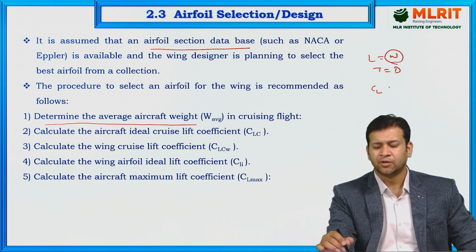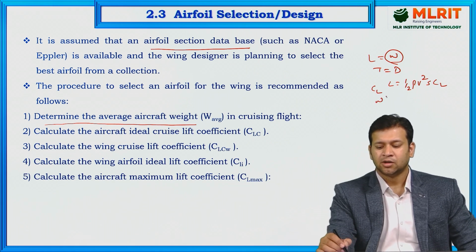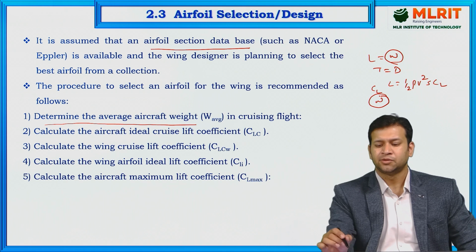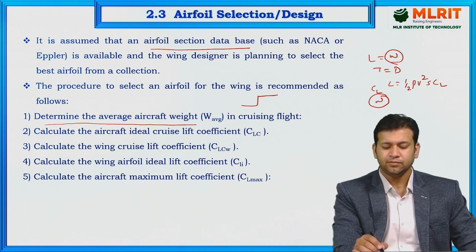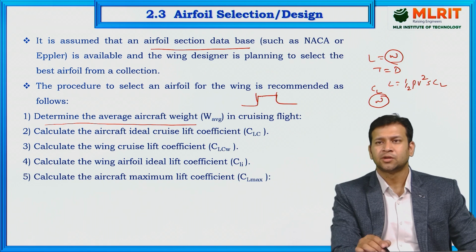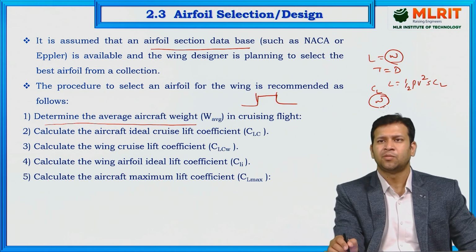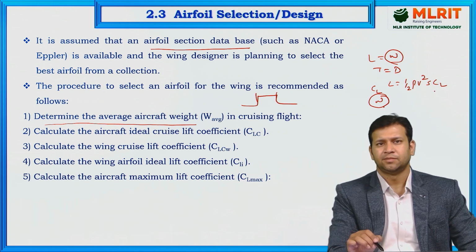So we know the lift equation from our previous lecture. It is half rho V square S CL. And if you know the weight, the average weight, it becomes very easy to find the amount of weight which will be cruising during the flight. This is the cruise phase. So here, during the cruise phase, how much CL is required by the wing, by the unmanned air vehicle, will be known if we know the weight. This will help to estimate this CL.